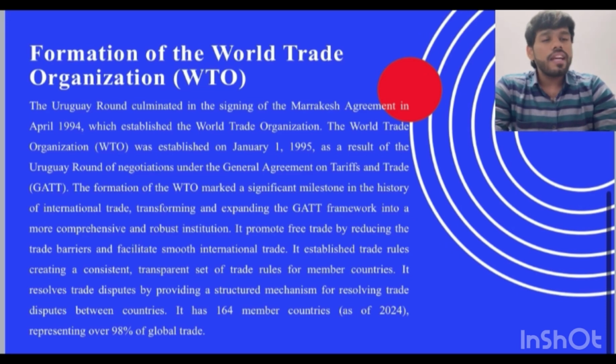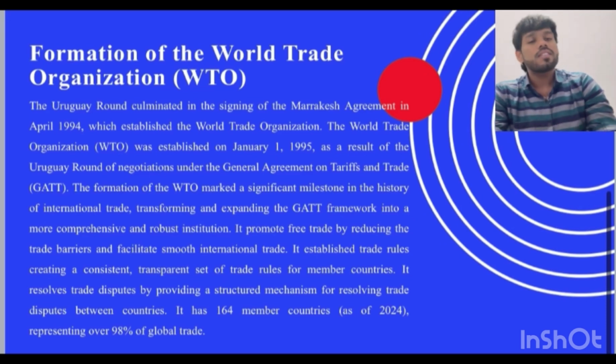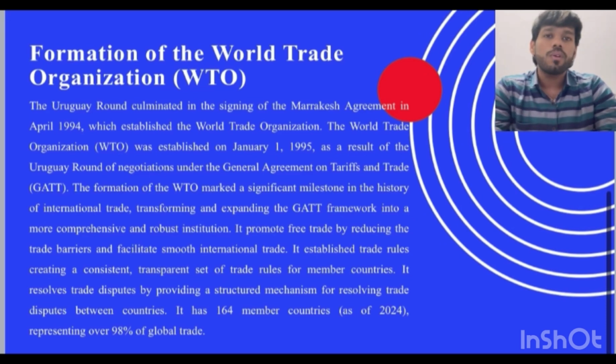It promotes free trade by reducing trade barriers and facilitating smooth international trade. It established trade rules, creating a consistent, transparent set of trade rules for member countries. And it resolves trade disputes by providing a structured mechanism for resolving trade disputes between one country and another country. It has 164 countries as of 2024, representing over 98% of global trade in the world.